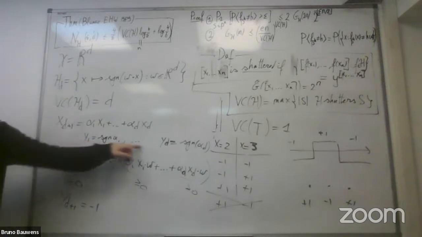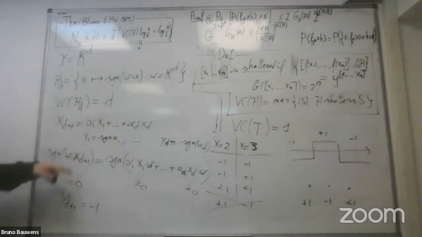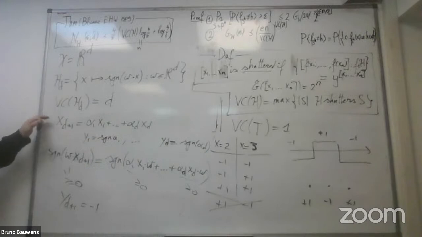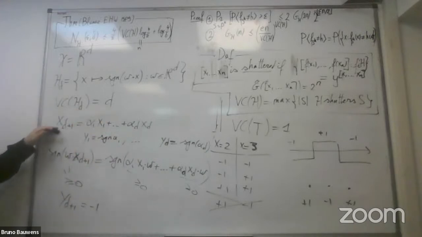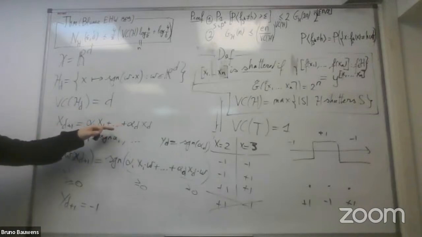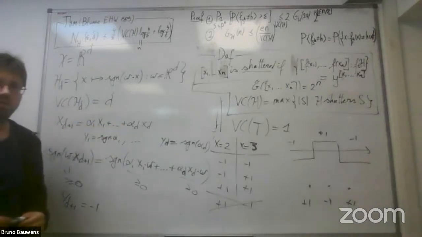And then these Y's. So we can't make it, and so the VC dimension is at most D. So again, this works for any set of D plus 1 points.